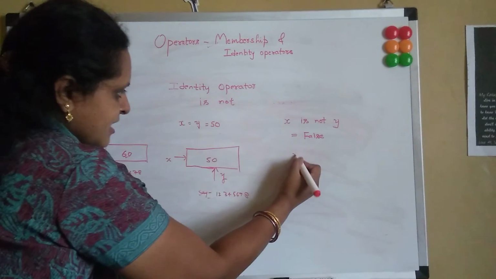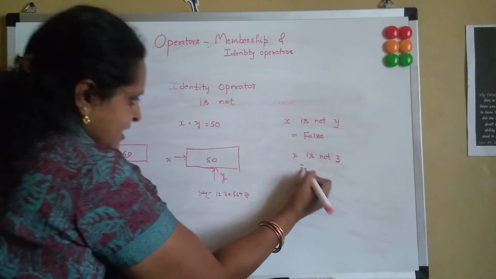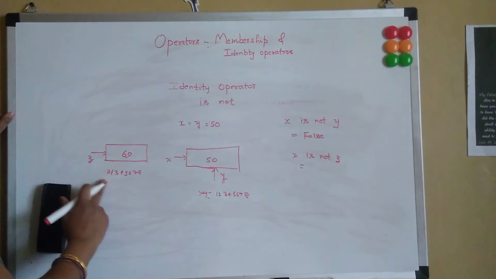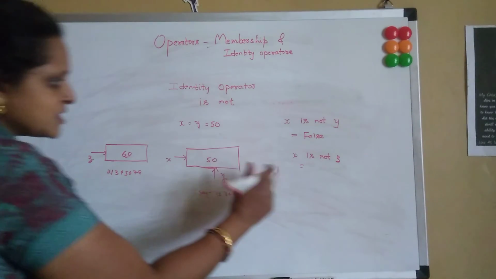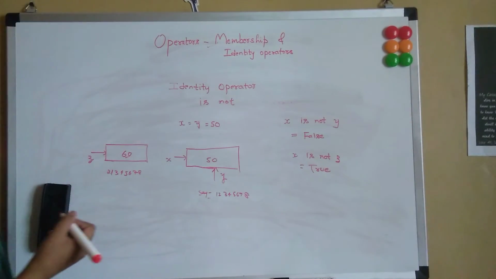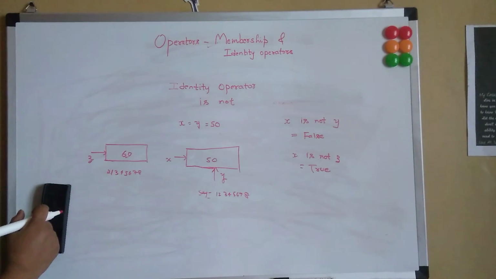Now if I say x is not z, x and z are two different variables pointing to two different memory locations. So they are not the same. So is not returns the value true. So this is how the is and is not operators work in Python. Hope so friends, this is clear for you.